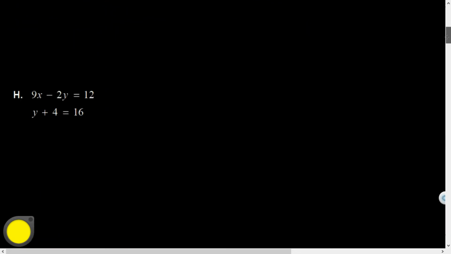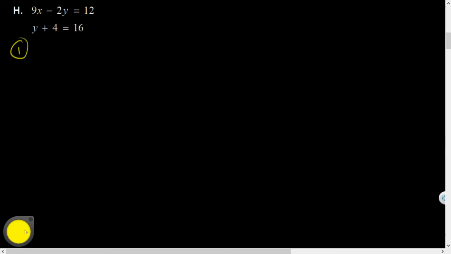I'm going to cruise through this. All right. Here's another problem. Step 1, solve one of the equations for one of its variables. I'm going to solve the second equation's y. It's got a positive 1 coefficient. And it also happens to have no x with it. So to solve for y, I would subtract 4 from both sides. I will have y equals 12.